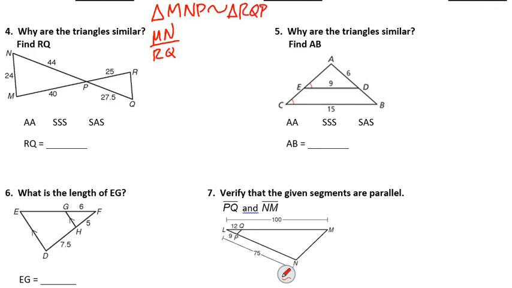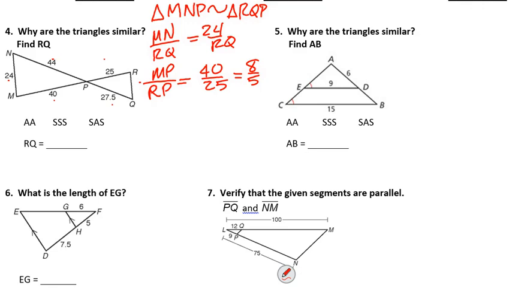So MN is over RQ, and we could get that from our statement. And so that's going to be 24 over RQ. Then we're just going to keep working through here, middle side to middle side. So that was shortest to shortest. Then we got middle over middle. So that's going to be MP over RP. So that's going to be 40 over 25. And let's go ahead and reduce that and see what we get. That should be 8 over 5. Both divisible by 5.